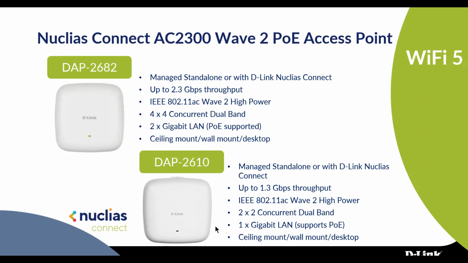Taking a look at the less expensive Wi-Fi 5 access points, we still carry the DAP-2682, offering up to 2.3 gigabits a second throughput and 2 gigabit LAN ports. One of them is PoE powered. And then we have, I would say, our top selling DAP-2610. It's a very cost-effective access point supporting up to 1.3 gigabits a second throughput and powered also via PoE.